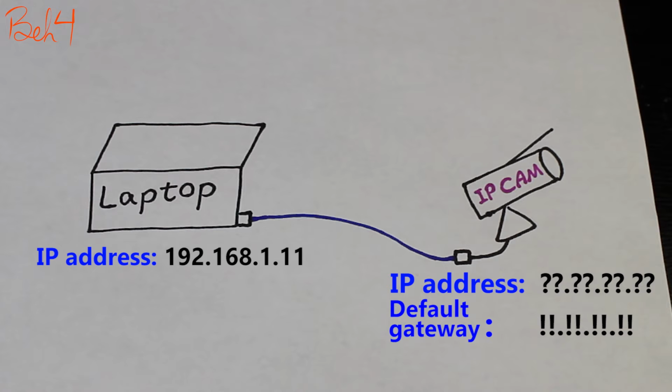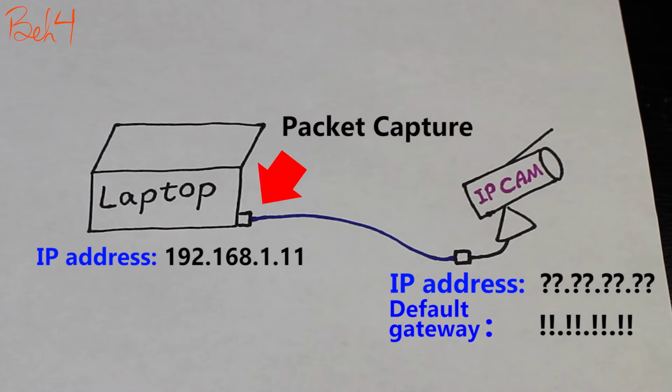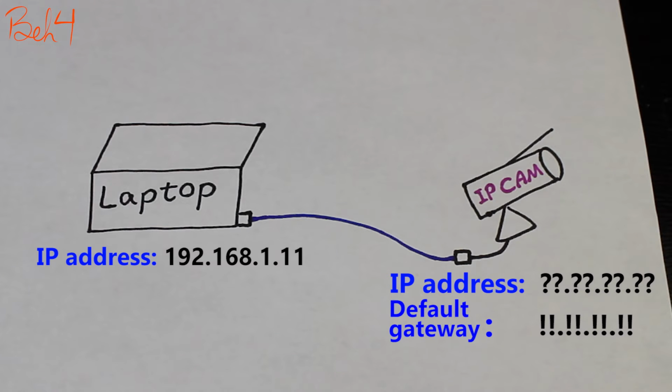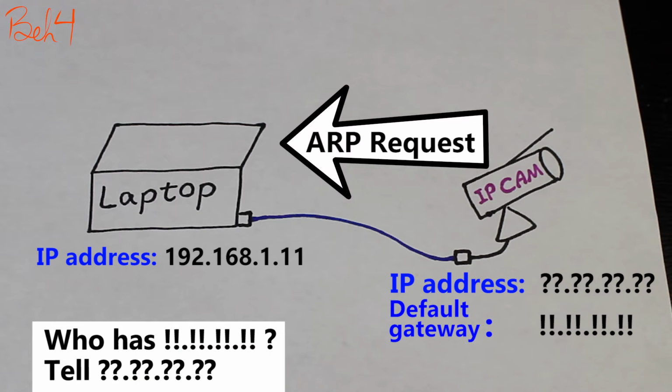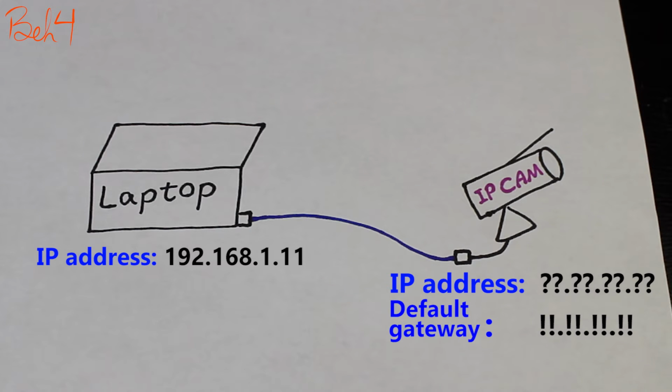So now here, where the camera is directly connected to my computer, if I analyze the packets here, I should be able to see an ARP request coming from the camera, which is basically trying to find the MAC address of its default gateway. The source IP address of that ARP request is going to be the IP camera's IP address, and that's all I need.